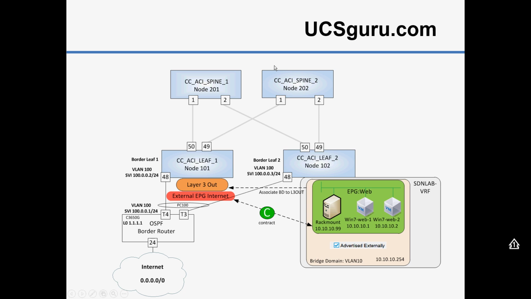So we've got our web EPG down here, which we created in the Cisco UCS bite-size video. We've got our bridge domain, which we've just named VLAN 10 and associated a gateway address of 10.10.10.254 with, and that's within our private SDN lab VRF. In this instance we're going to be advertising and consuming that L3OUT purely within that tenant's VRF. In subsequent videos we will look at creating a shared L3OUT using the common tenant.